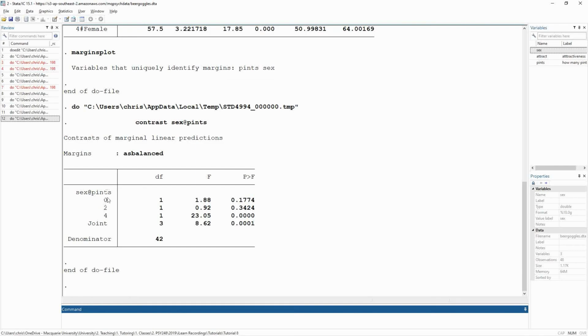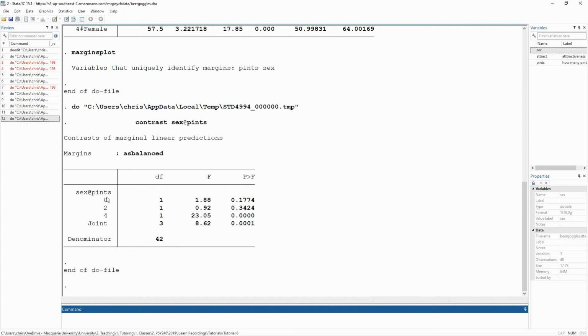Down here we see sex by pints, and I can see 0, 2, 4. So what we see is the second variable, whatever it is that comes after the @ symbol, they're the levels that are coming down here. And I can see degree of freedom is 1. So what this is telling me is that there's 1 degree of freedom that's being looked at 0 pints.